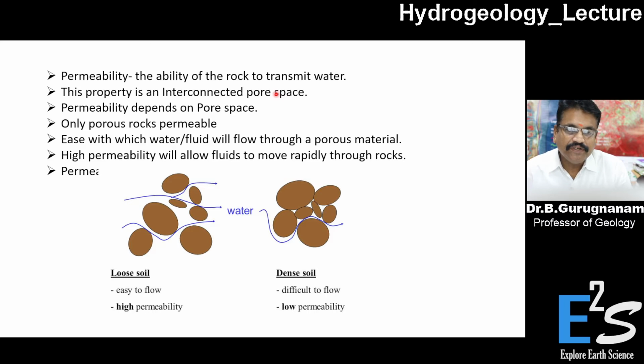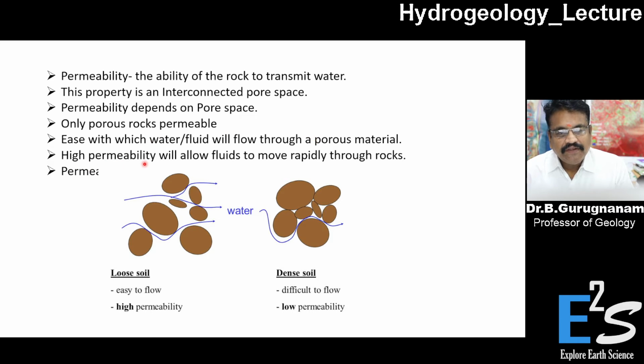That is the second point. Rather, you can very simply say permeability depends only on pore spaces. If there are no pore spaces, then there is no question of permeability. Only porous rocks are permeable. That is the fourth point. Keep all these points in mind for writing the examinations. Or you can very simply say it is the ease with which water or a liquid material flows through a porous rock or porous material.